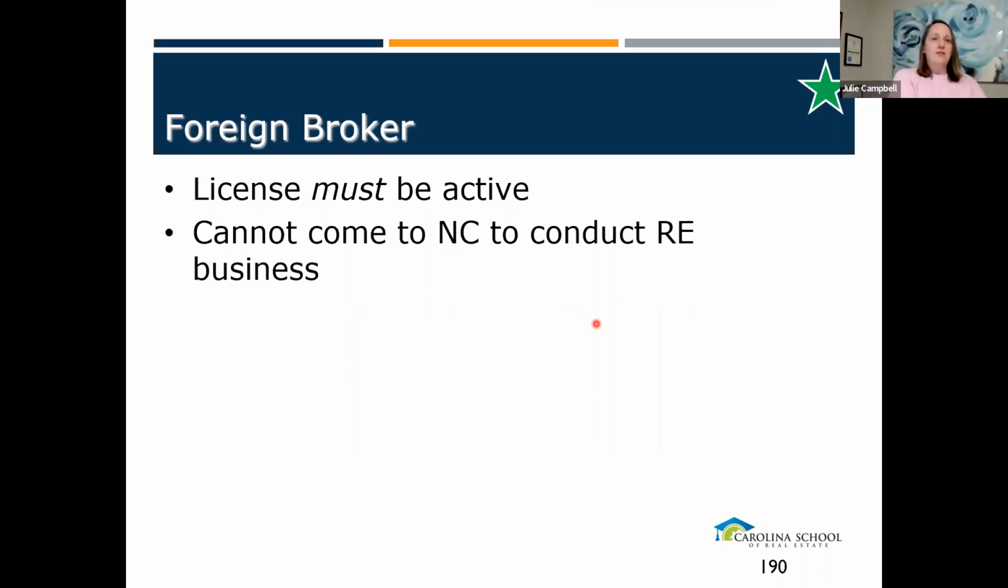So when you're letting the world know that you have your license, again, if you want to be paid that referral fee, your license has to be active. And you can't go to that state for the purpose of conducting business. So if somebody sends you business from another state, they can't come here to do business. If you send business to another state, you can't go there.